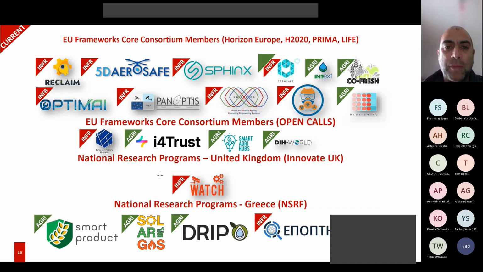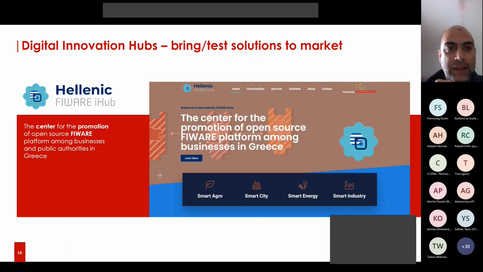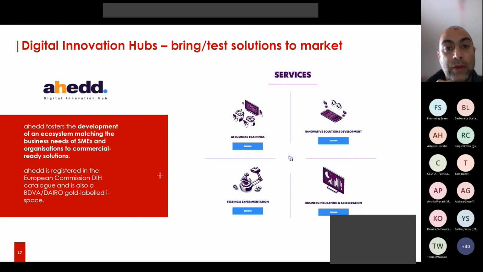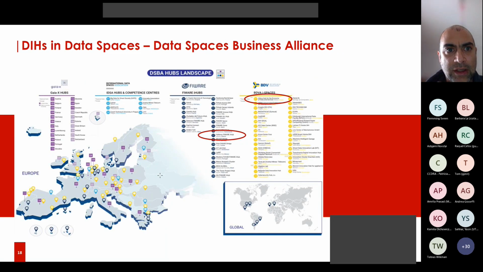These are some of the projects that we are part of. As I said, we are already part of the Digital Innovation Hub domain. We have set up our own, which is Hellenic Fiber iHub, and we follow the European Digital Innovation Hub, one of those recently established in Greece, called Smart Attica, which is a part of AHEAD. This one we co-founded along with Demokritos, the biggest research center in Greece.